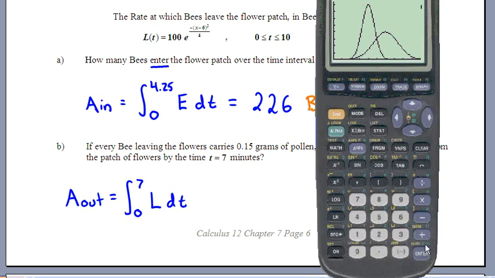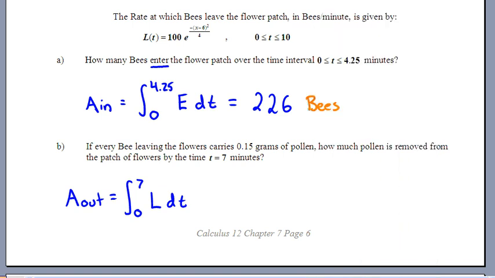No bees had left at the beginning, right? So we'll just start right here at 0. Let it integrate out to 7. That's a lot of bees. 269 bees, almost 270. 269 bees have left. There's another one that's just like, I'm almost out, but it's not out yet. So 269 bees have left the patch.